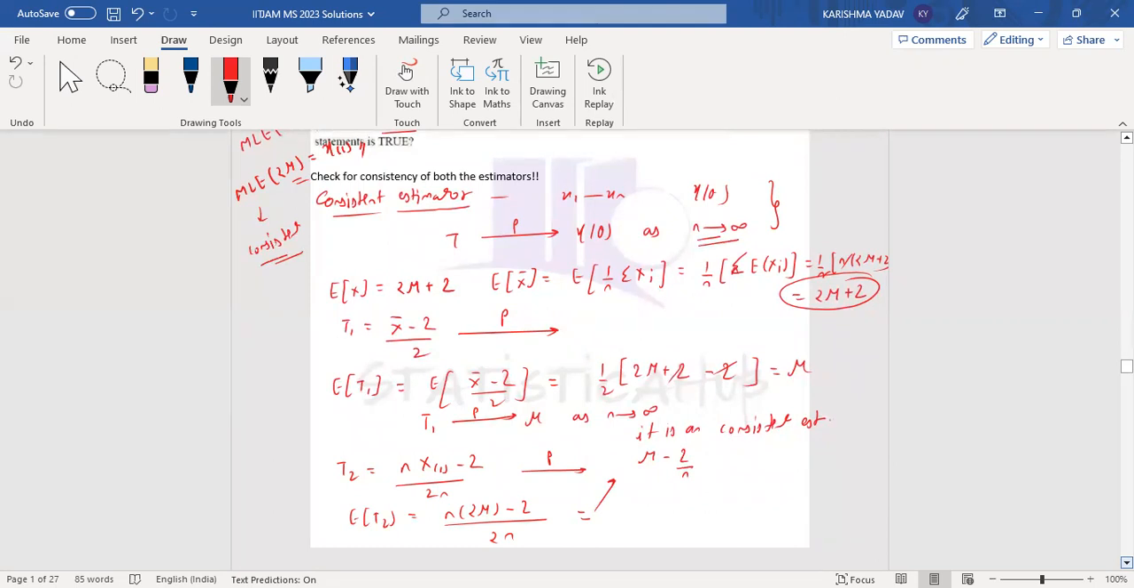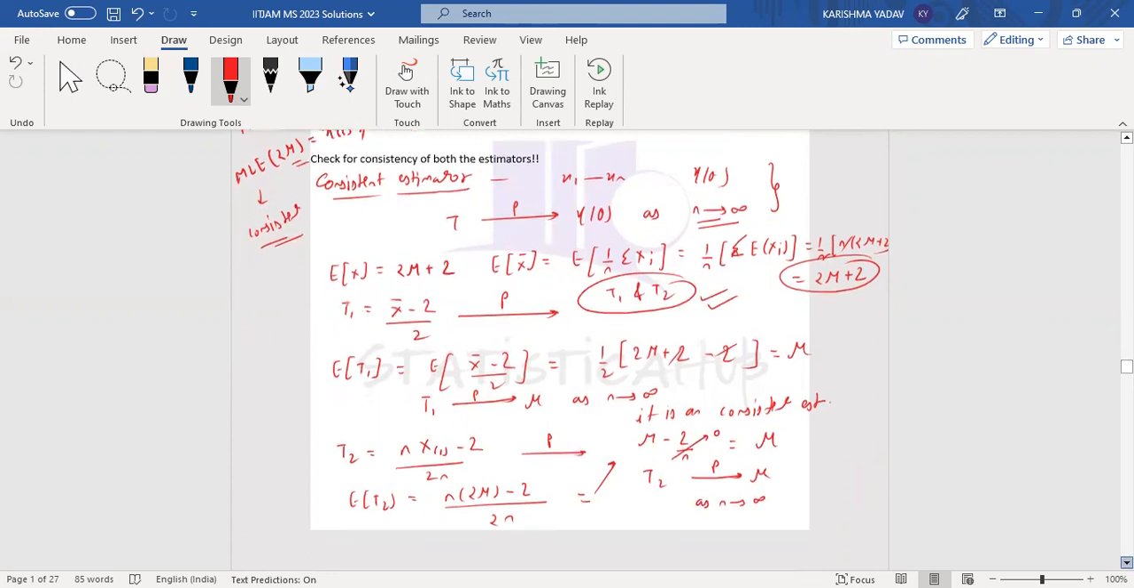As n tends to infinity, 1 by infinity goes to 0, so this term goes to 0, and I get T2 equals mu. So the expectation of T2 is mu, and T2 converges with probability P to mu as n tends to infinity. So it is also a consistent estimator. We got T1 and T2 both consistent estimators for this PDF.